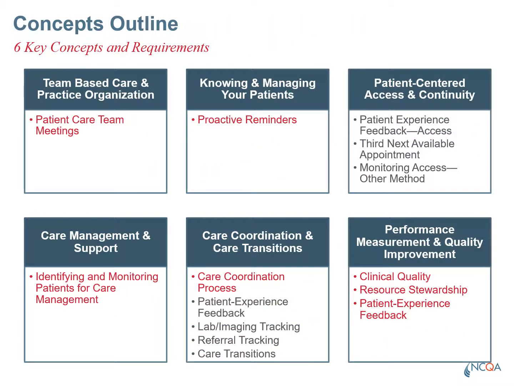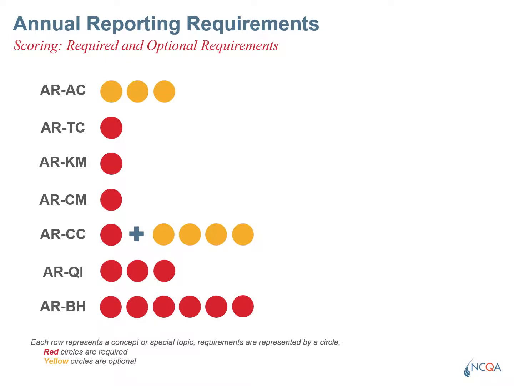Annual reporting consists of 6 key concepts that directly align with those in the PCMH 2017 program. The requirements in each should look familiar, as they also align with criteria in PCMH 2017. In this slide, the requirements are in red and the options are in blue. Here's another visual illustrating requirements versus options. Each circle represents a requirement organized by concept.